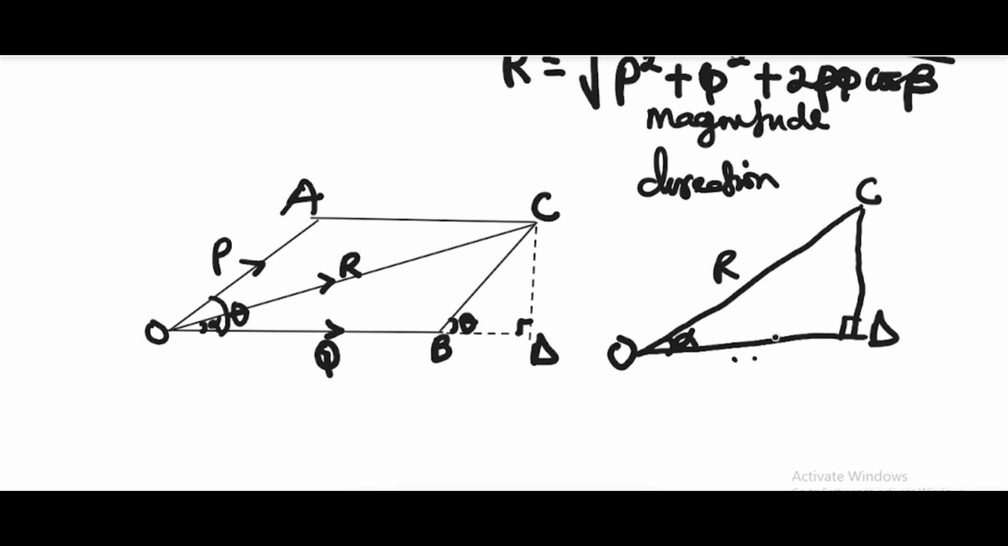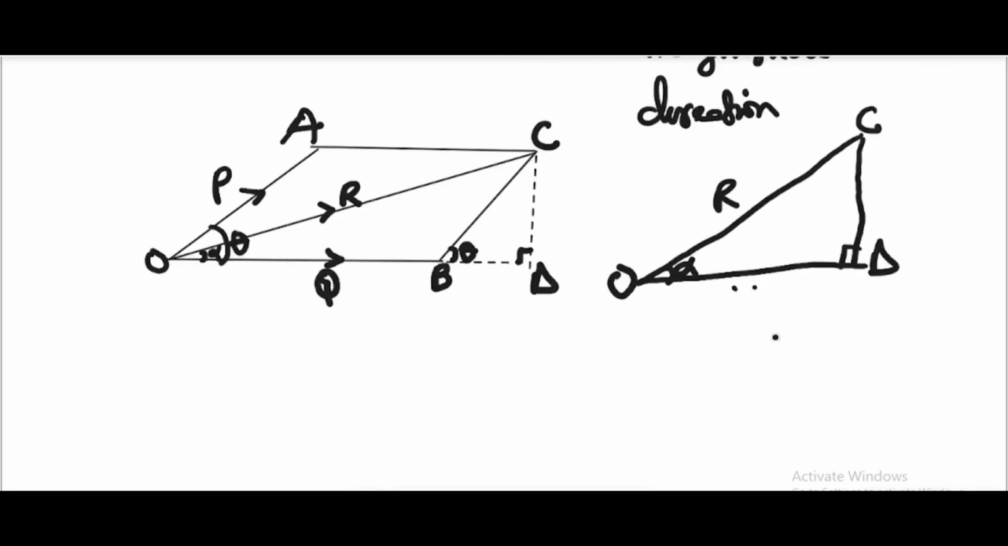Now to find this, since we are looking for direction, what do you think we're going to have? We're going to have what? Tan, right? So now we'll have tan alpha equal to opposite over adjacent. So now how do we find CD?